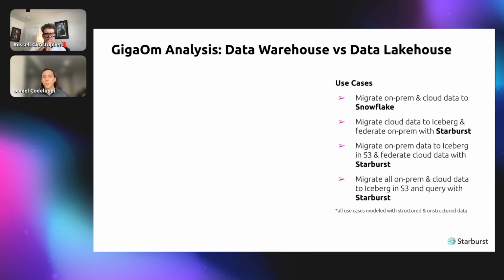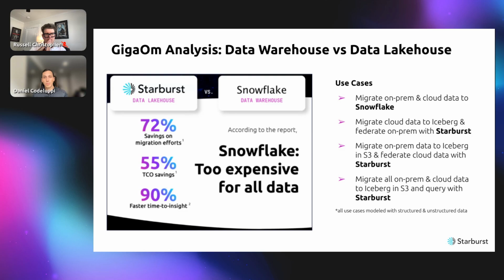So this analysis ultimately revealed that Starburst can save up to 45 to 55% in total cost of ownership. And then it could also circumnavigate significant migration efforts. And then it will realize 90% faster time to insight than it could with other solutions like cloud data warehouse, like Snowflake. So the question remains is, how can we utilize Starburst to unlock those cost savings that we're pointing out here?